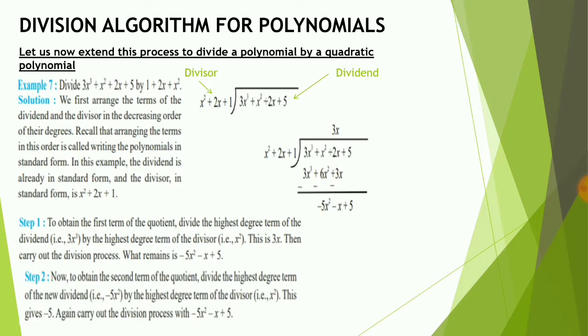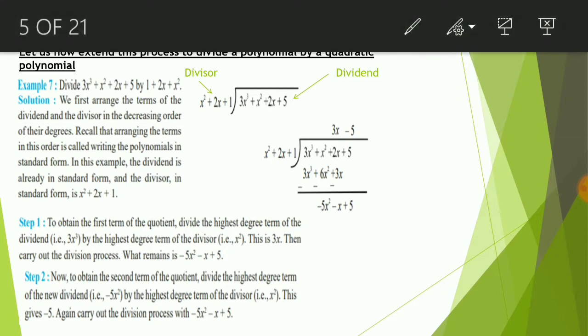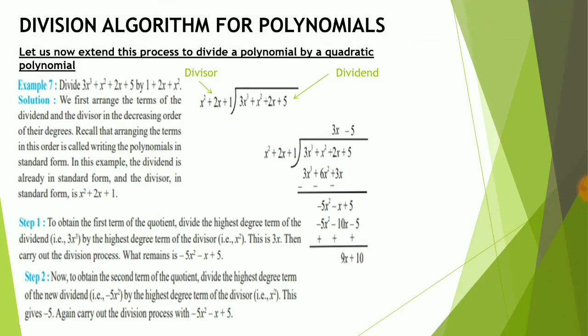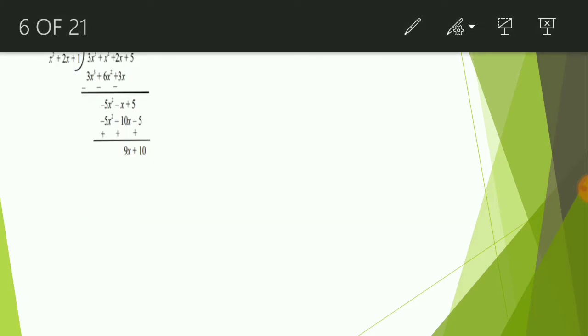Now we obtain the second term of the quotient. Divide the highest degree term of the new dividend. The new dividend was what? Minus 5x square minus x plus 5, divided by the highest degree term of the divisor, that is x square, and we get minus 5. So again carry out the division process. I just take the minus 5 term, multiply it with x square plus 2x plus 1, and I get the next term as minus 5x square minus 10x minus 5. If I subtract it, I get 9x plus 10. I'll just show you the division.